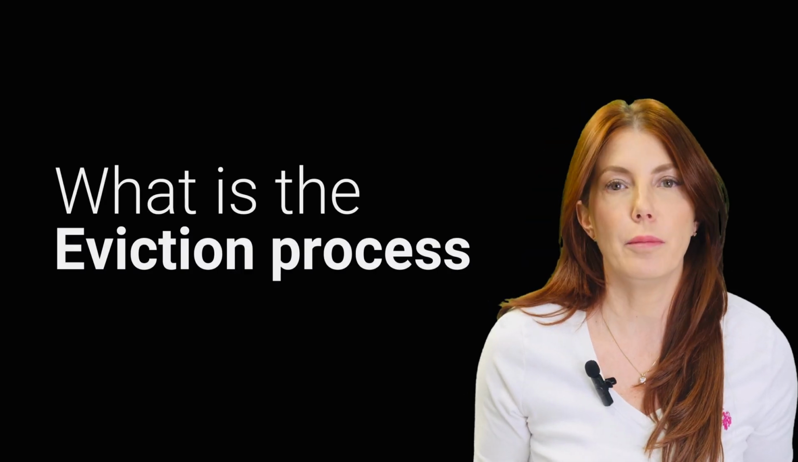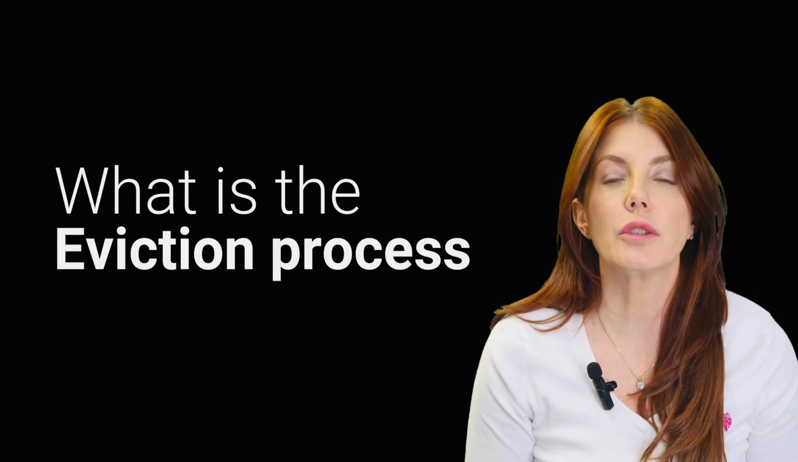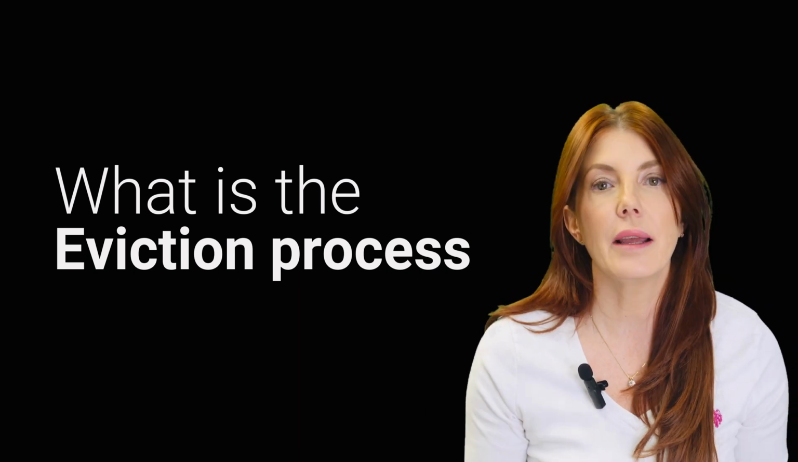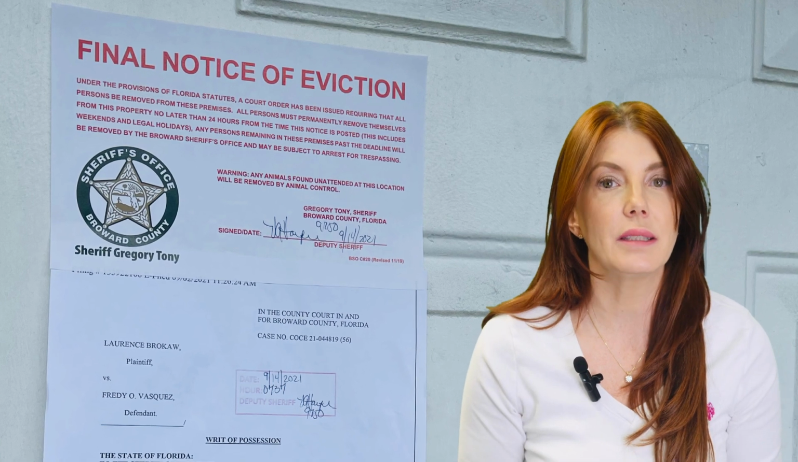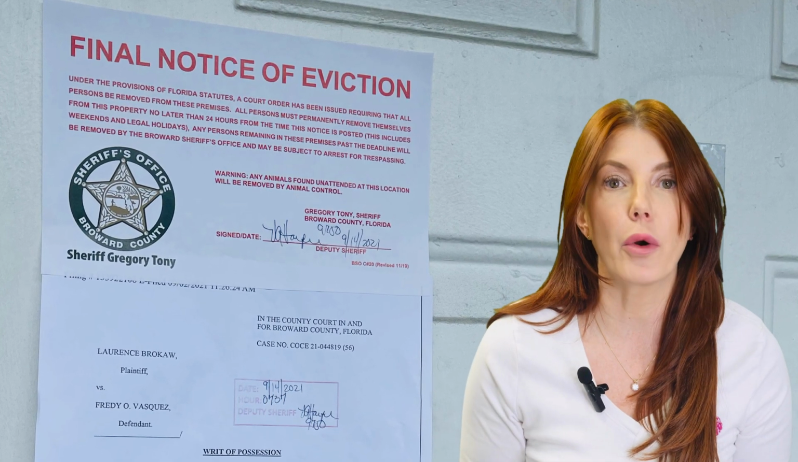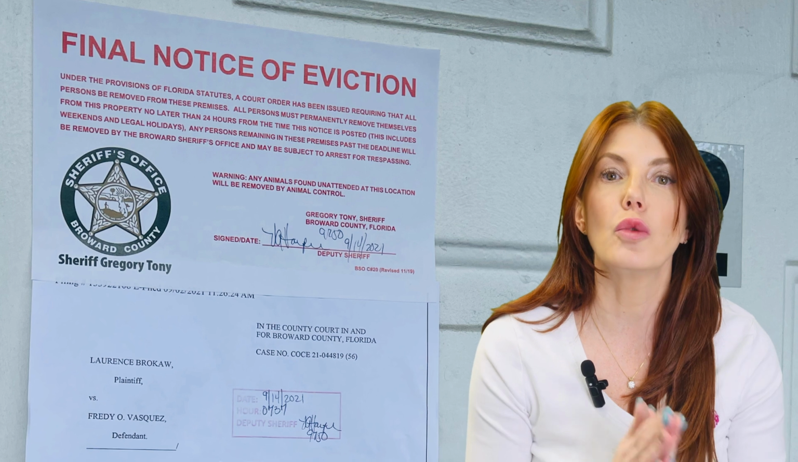So what is the eviction process? Basically, it all starts with a violation of the lease. Let's take, for example, that the tenant is not paying rent. The very first thing you need to do is to post a 3-day notice to pay rent or surrender the premises. Once that notice expires and the tenant is not coming forth with the payment, then you move on to filing the eviction with the court. The eviction process is a legal process, it's a civil process that involves the court system.